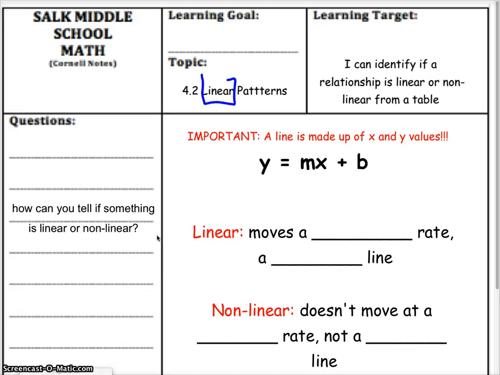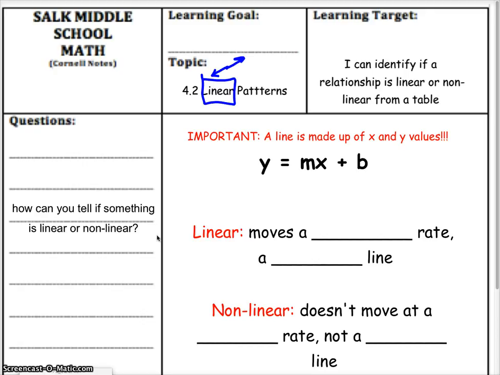I want you to box off the word linear. And I want you just to think for a second, if I said something is linear, what does that mean? What do you think it looks like? A line. So linear patterns means anything that if you were to graph it, it would look like a line. That's what linear means.